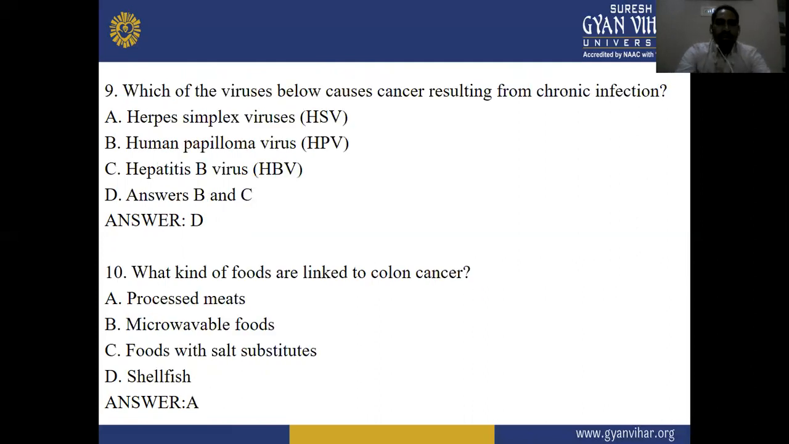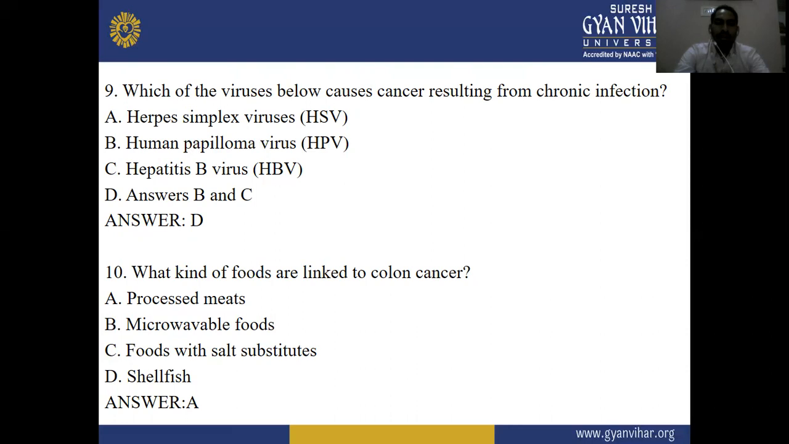Next question. Which of the viruses below cause cancer resulting from chronic infections? Option A is herpes simplex virus, option B is human papilloma virus, option C is hepatitis B virus, and option D is both B and C. The right answer is D, both B and C. Human papilloma virus and hepatitis B virus cause chronic infection.